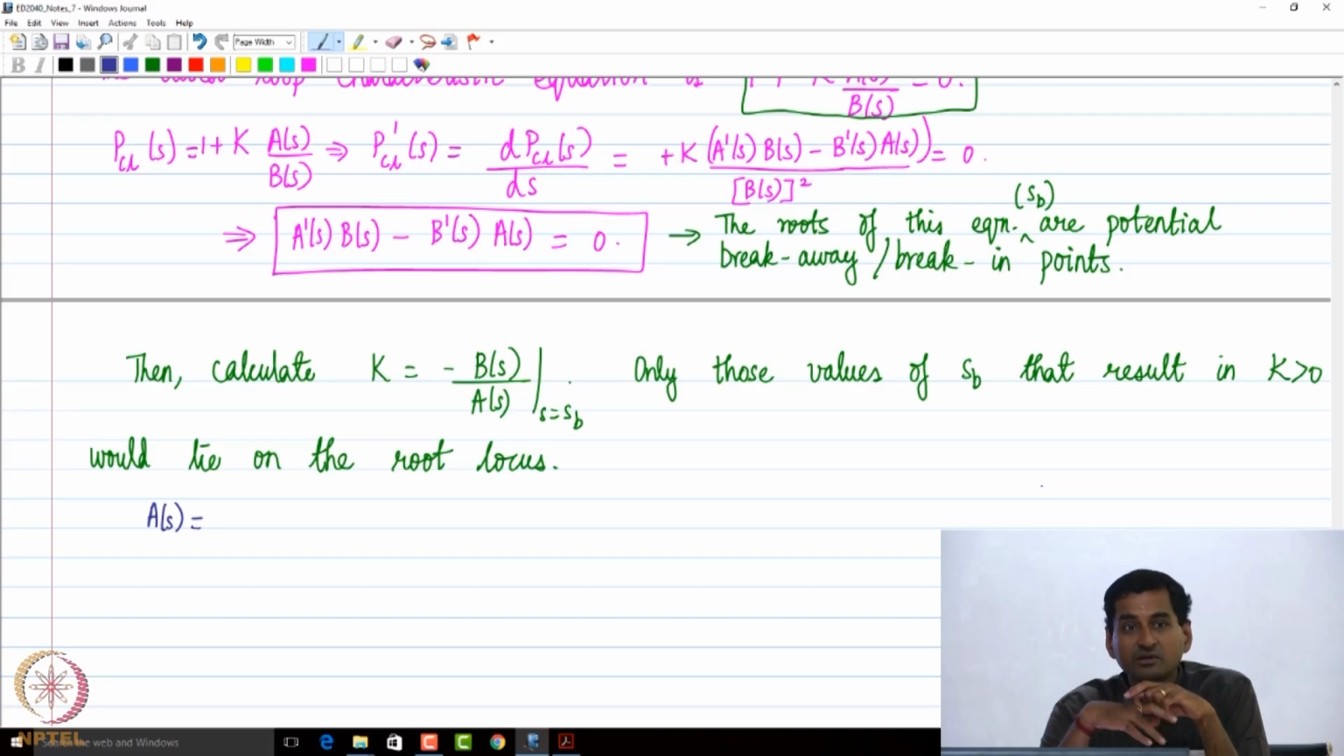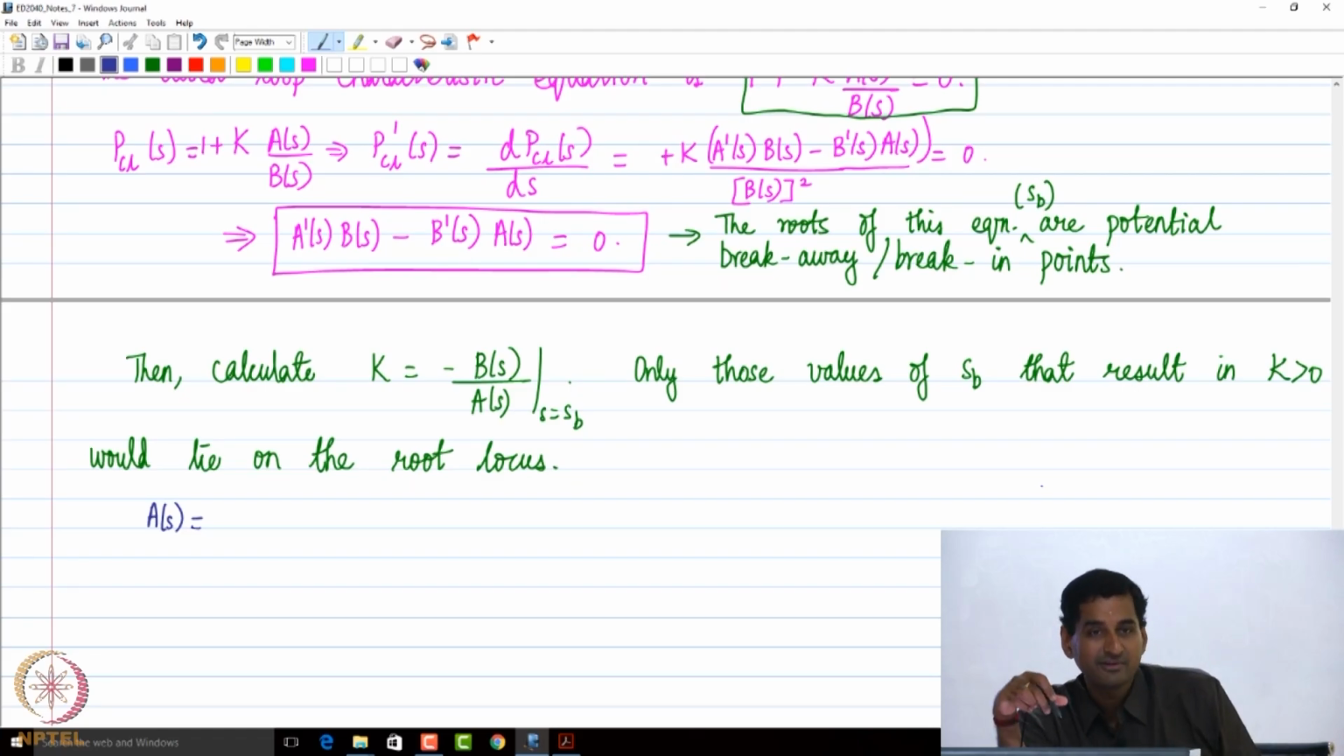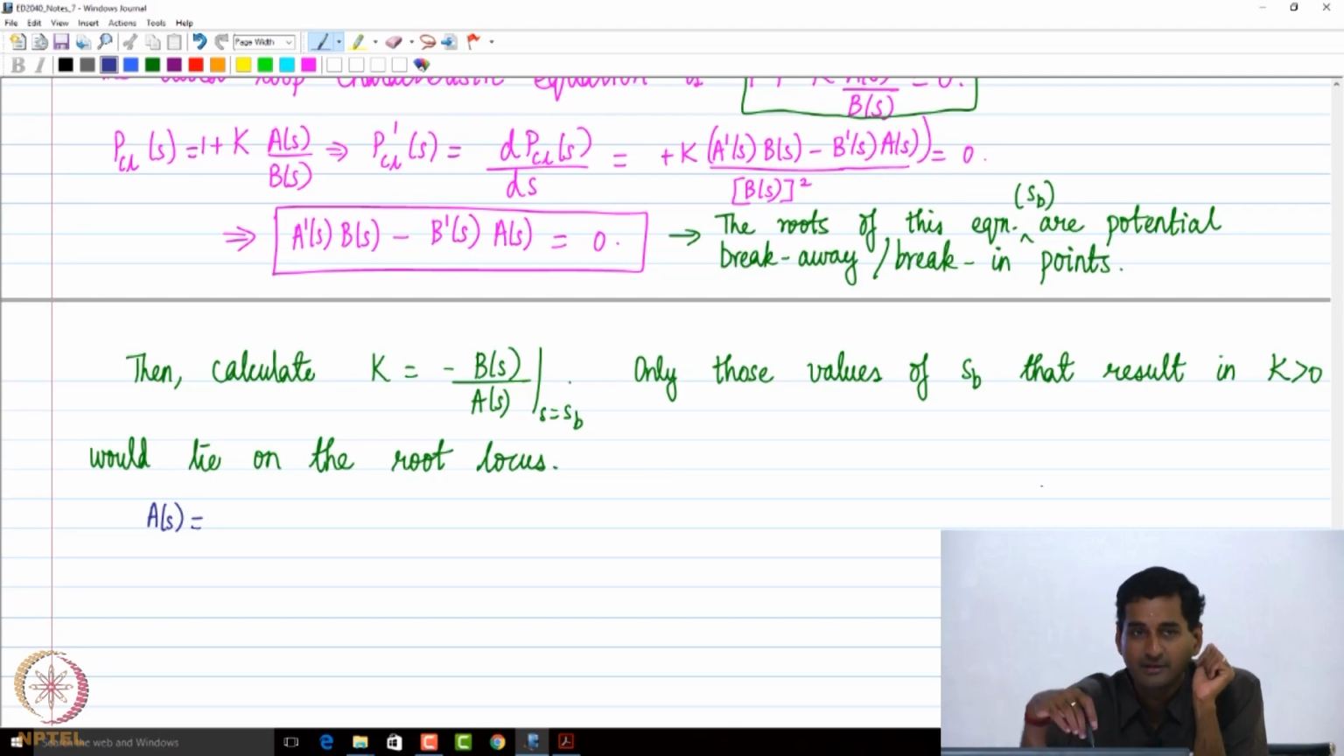Okay. So the question was how does this calculation of the breakaway, break-in point translate to the final construction of the root locus in the sequence of steps that we are doing. Okay, we are going to look at that. Let's complete all the steps, then we will put everything together.